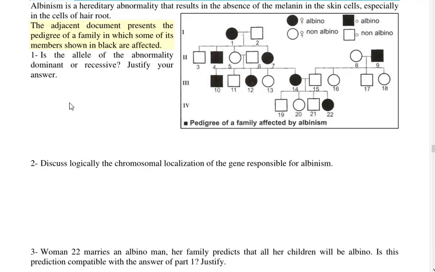They are both affected. If it were on the homologous part, with X and Y here, or XX here, the father should be affected, which is not the case. This means that it is autosomal. Clear? Yes. Okay.